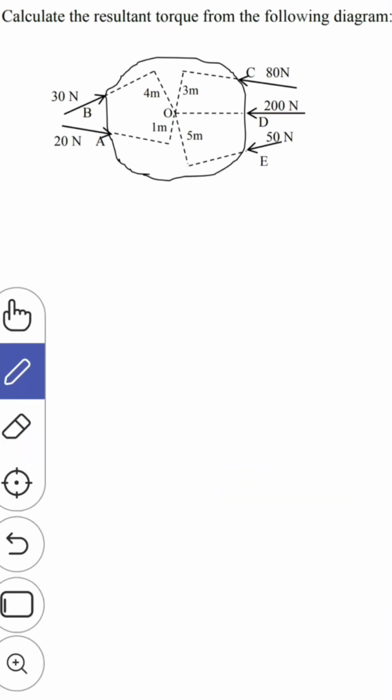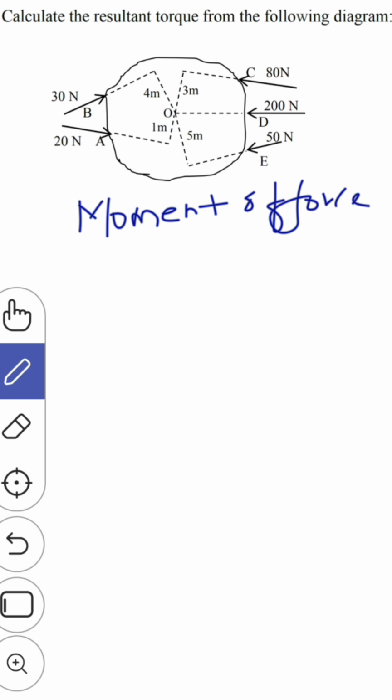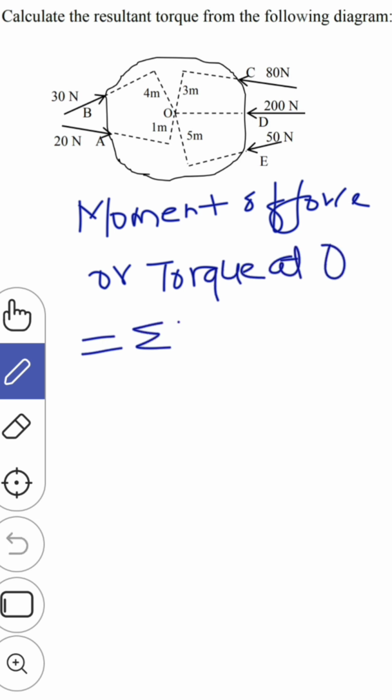You can see there are lots of forces given here. According to the concept of moment of force, the moment of force about any point is the total sum of the moments of all the forces. How many forces are there? Five. So I will say that the moment of force, or torque, at O will be the total algebraic sum of the moments of forces.